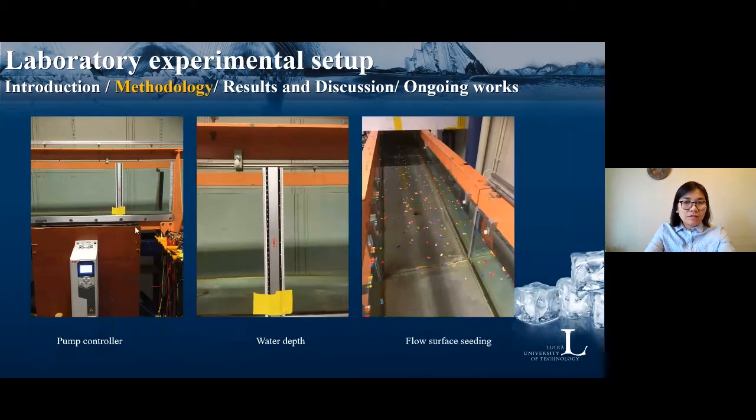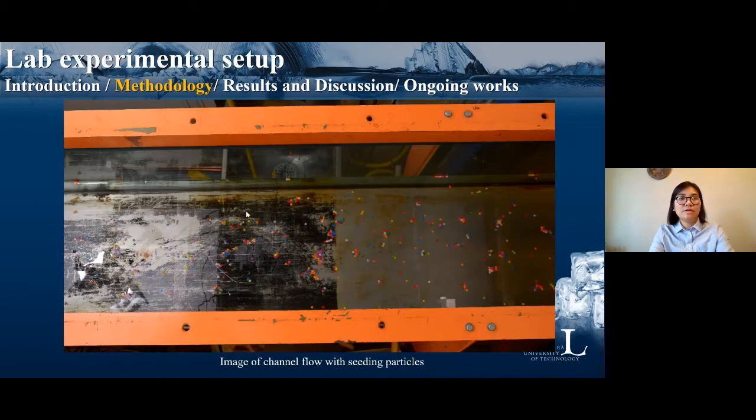Here in the left picture is a pump controller to control the flow rate. The water depth is measured by a ruler, and that is a water surface with seeding particles. This is an image of the channel flow from one camera. In order to avoid the particles sticking together, we have to soak them in water for a while before seeding them on the flow.